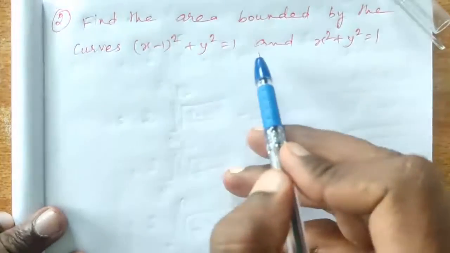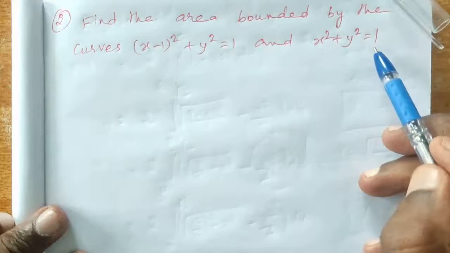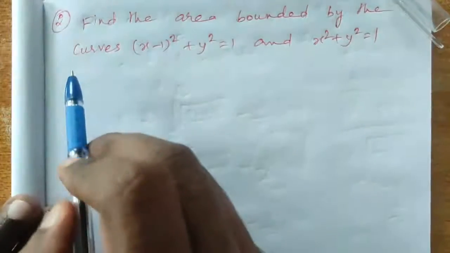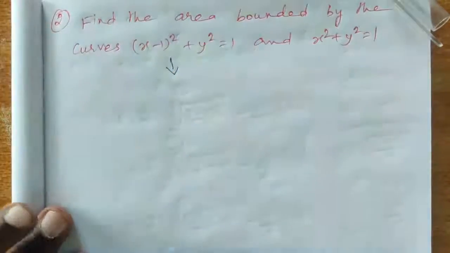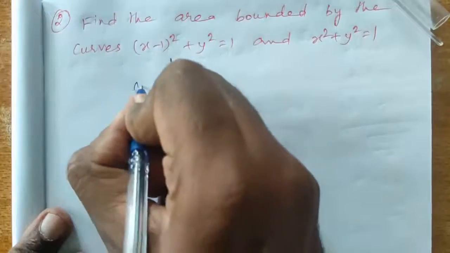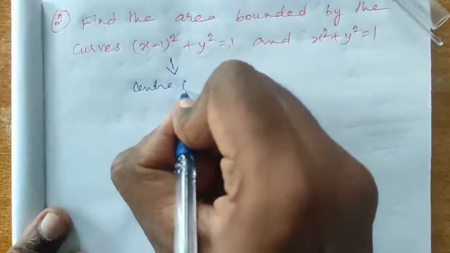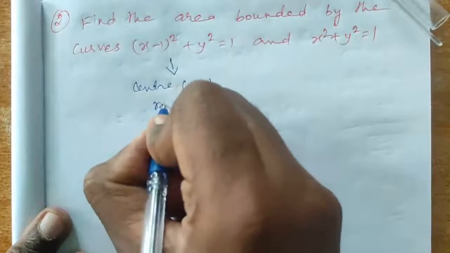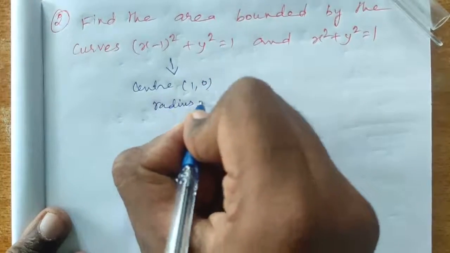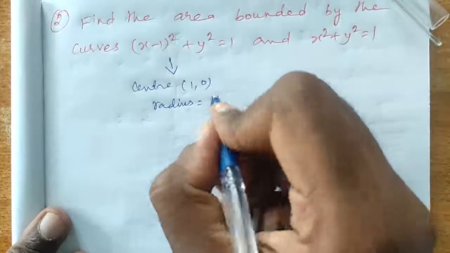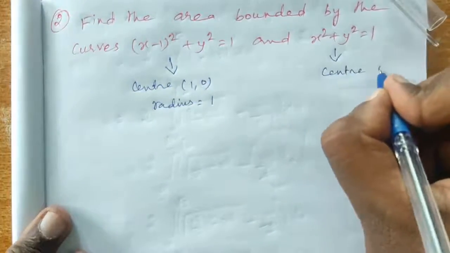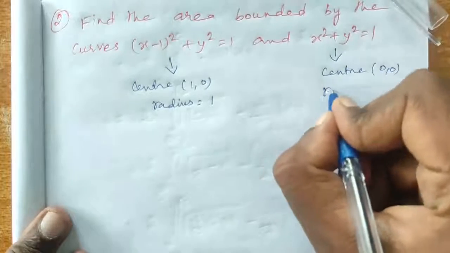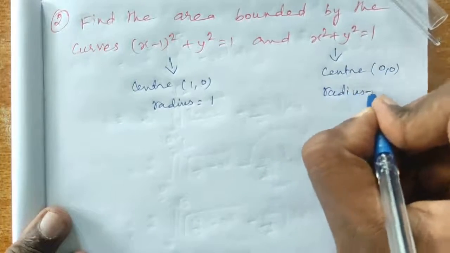Next question, find the area bounded by the curves x minus 1 the whole square plus y square equal to 1 and x square plus y square is equal to 1. It is question number 2. So first, given curve x minus 1 the whole square plus y square is equal to 1. Here center is 1, 0 and radius is 1. Yes, r square is 1, so r is 1. For the other, center is origin and radius is 1. So now we can draw the circle.